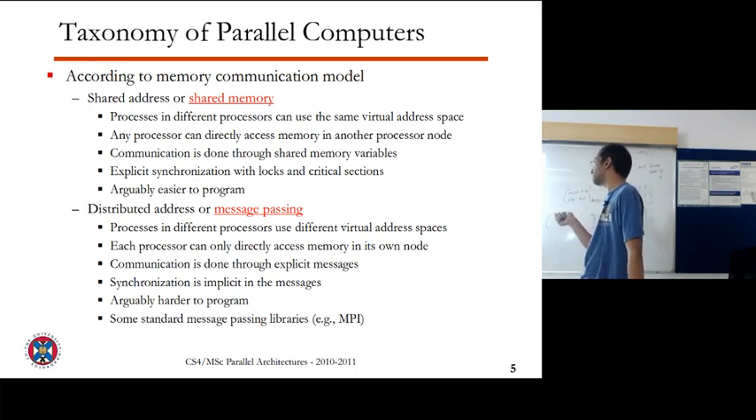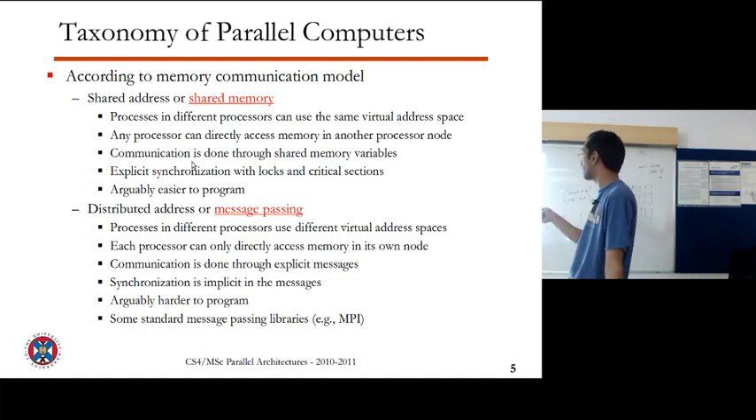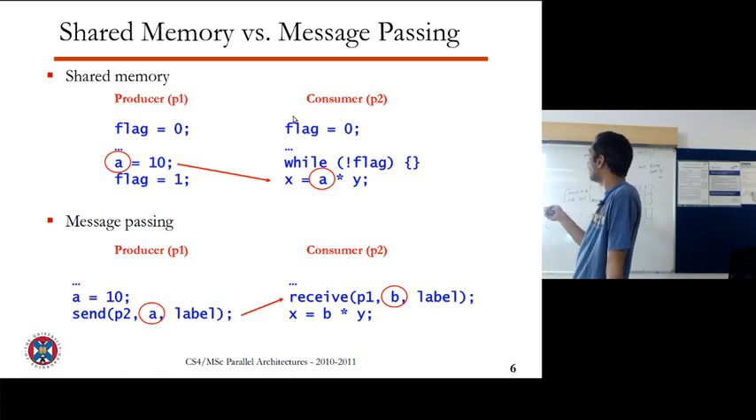The other one is message passing based, wherein each of them has a different virtual address space. Each has access to its own memory, and communication is done through explicit messages. You pass messages in order to do the communication, and therefore it's harder to program. The libraries you use are standard message passing libraries, MPI. An example of that: here you have processor 1 and a consumer, which is the second processor. You can have flag A equal to 0, and there's some synchronization assumed, and then A equal to 10, and here you're doing X equal to A times Y.